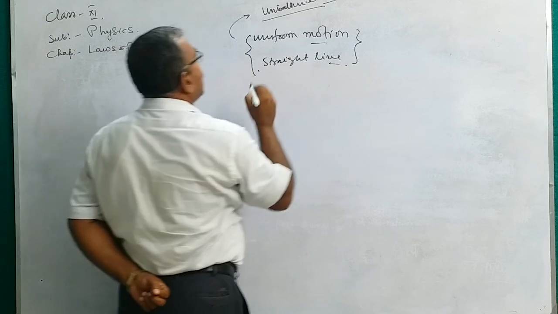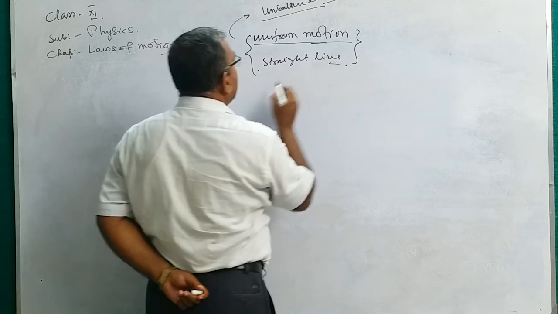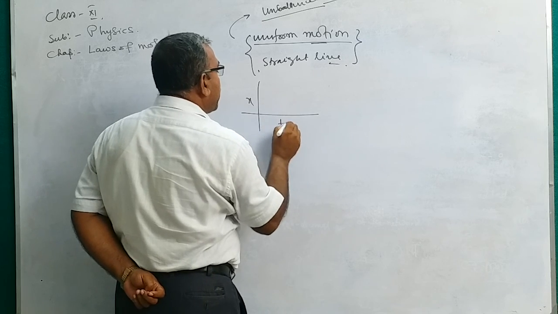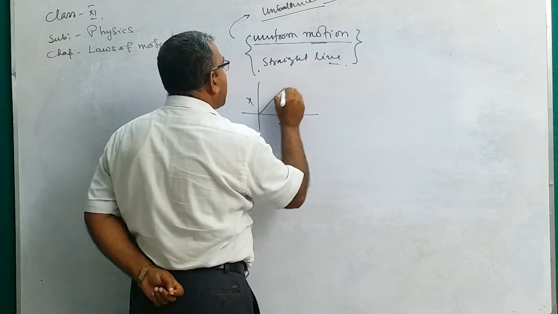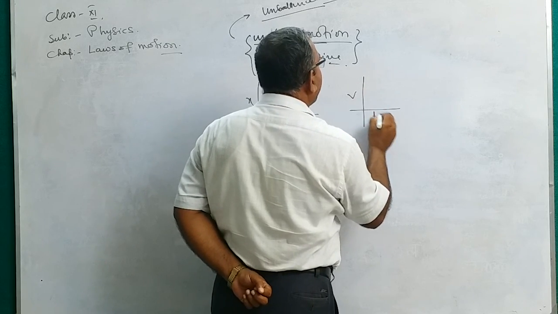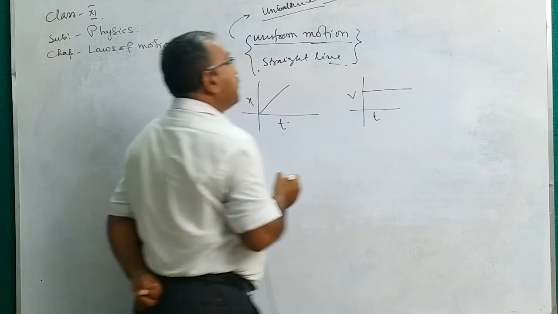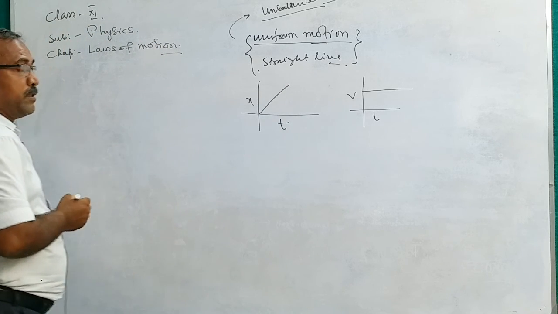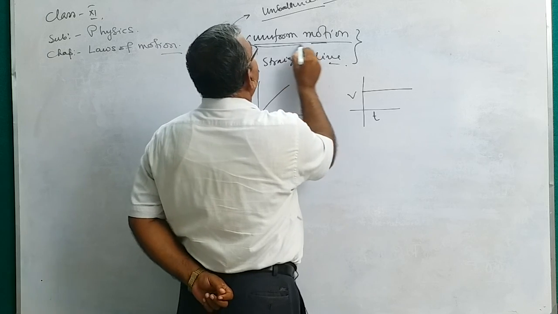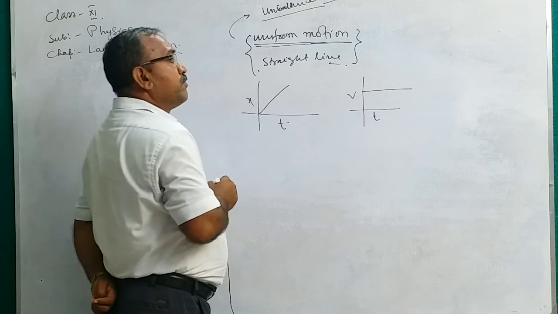So, uniform motion: you know the position-time graph, this is the uniform motion. This is the velocity-time graph, this is the uniform velocity or the uniform motion. So, when the motion is uniform, at that time acceleration is 0.